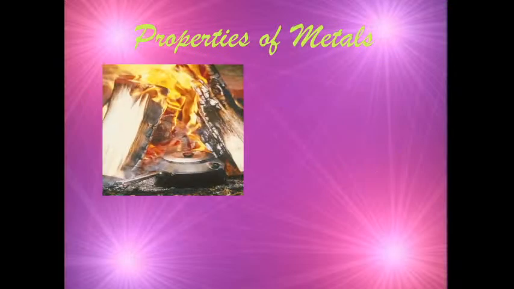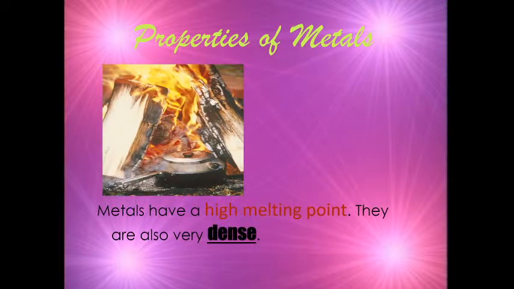Then we can see that metals have a high melting point. Why do they have a high melting point? You can see we use cooking utensils for making food. Why are cooking utensils made of metals? Because they have a very high melting point. When you cook food, they are not going to melt, right? So that's why utensils are made of metals, because they have a high melting point.